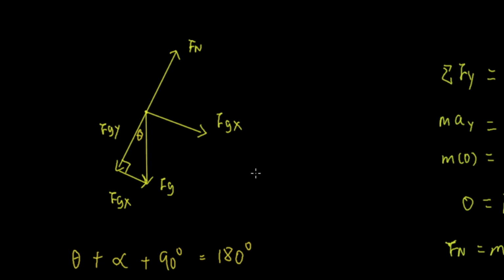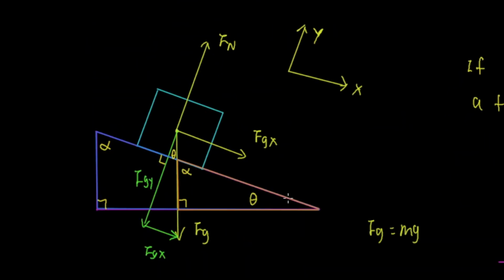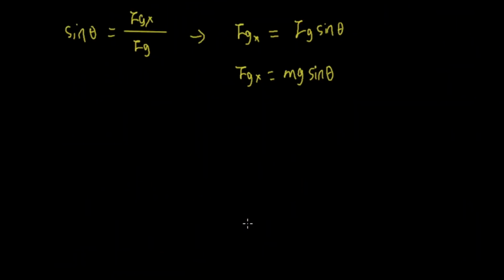Now let's look at all the forces acting in the x direction on the block, okay? Now notice that based on this label, this is the x direction. So there's only one force acting on the block, which is F sub gx. So here, the sum of all the forces in the x direction is equal to F sub gx.